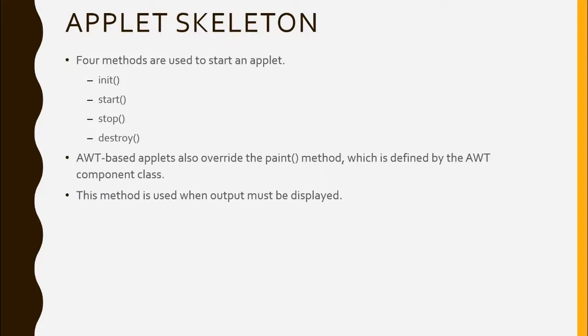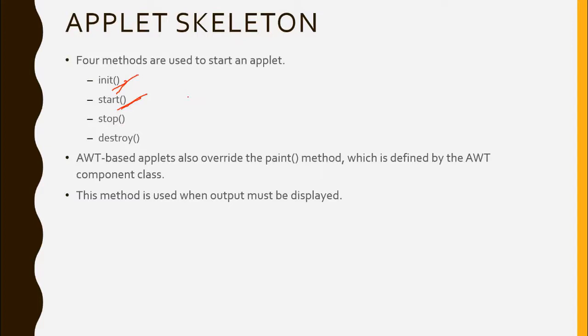Four methods are used to start an applet. You have init, start, stop and destroy: init and start to start, stop and destroy to stop it and destroy the applet. That means at times you will have to stop the applet, not destroy it completely. Init is the one thing that you need to understand. Init starts the applet. Init is the initialization of certain variables. Another, start, also starts the applet.